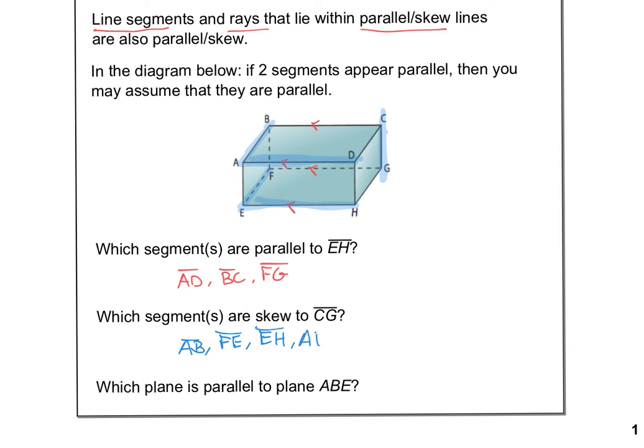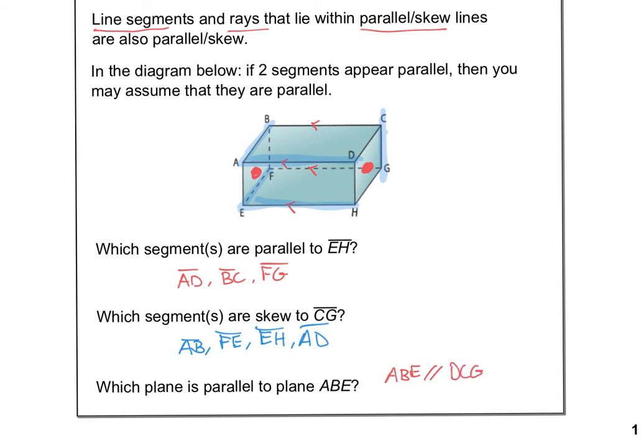And AD. Last but not least, which plane is parallel to ABE? ABE is over here. And therefore my parallel plane would be this one over here, since they do not touch in the slightest. That's the opposite plane. So the way you would write this would be ABE is parallel to DCG.